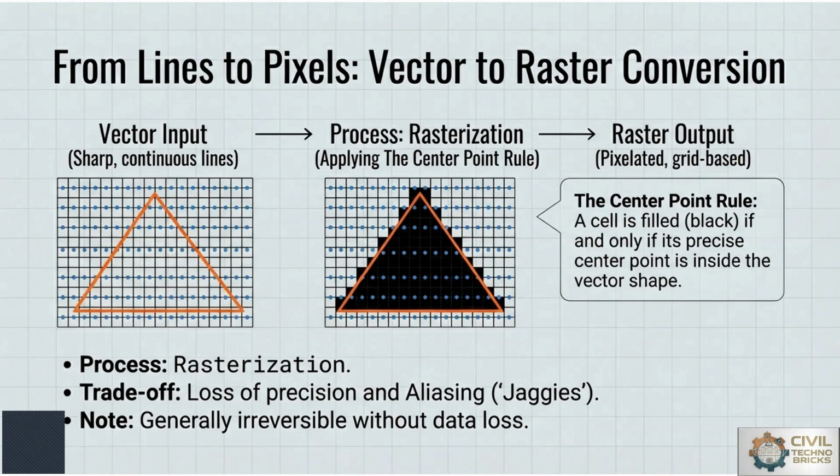Pay attention, guys, to the center point rule, which states that a raster cell is filled only when the exact center point of that cell lies inside the vector feature. I repeat, with respect to the center point rule, a raster cell is filled only when the exact center point of that cell lies inside the vector feature. This rule determines how accurately the original shape is represented in raster format.